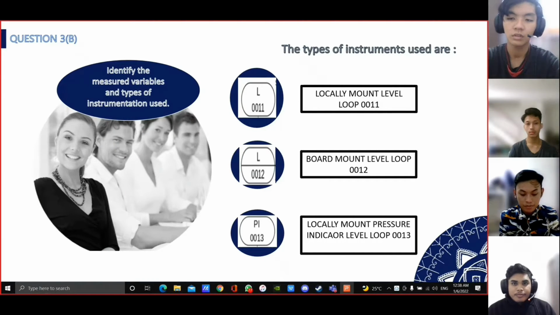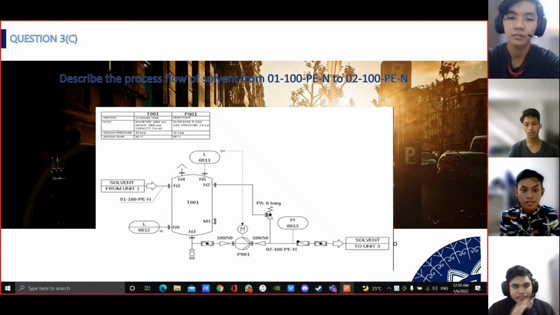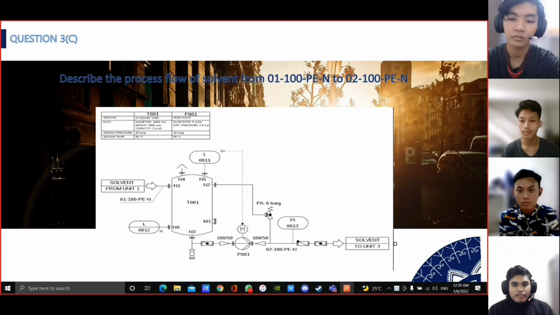3B. Identify the measured variables and types of instrumentation used. The instruments used are locally mounted level loop 0011, pot mounted level loop 0012, and locally mounted pressure indicator loop 0013. Question C. Describe the process flow of solvent from 100-PEN to 100-PEN.